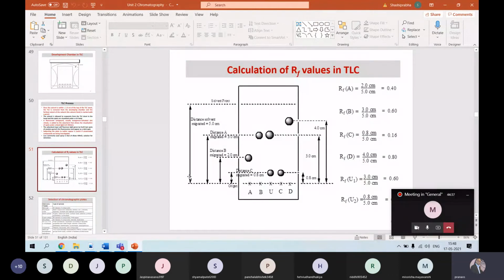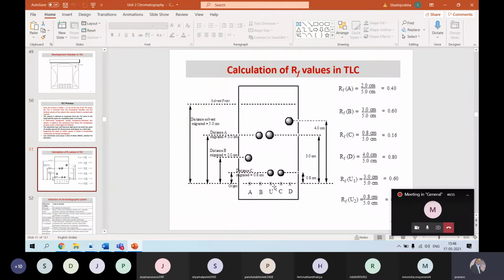That means the distance is 5 centimeters. So if you just look at this value, the RF value for the C component is 0.8 divided by 5, so it is 0.16. 0.16 is your RF value for the C component.